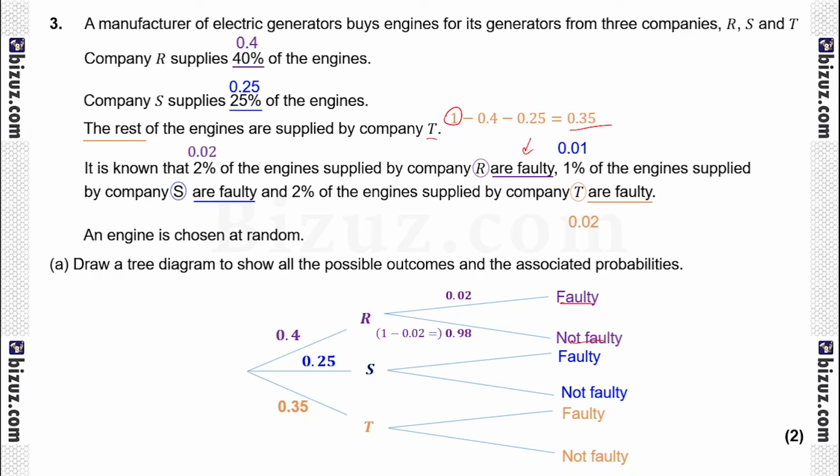And what's going to be the complement? Not faulty. These two together would be 1. So 1 minus 0.02. Basically, it's the complement, right? So 1 minus your other value. It's going to be 0.98. And I've done the same thing for company S, and the same thing for company T by following all this data here. So basically, place the probabilities for faulty here and here, and not faulty is basically the respective complement. So here this is the complement for this one, this is the complement for this one.